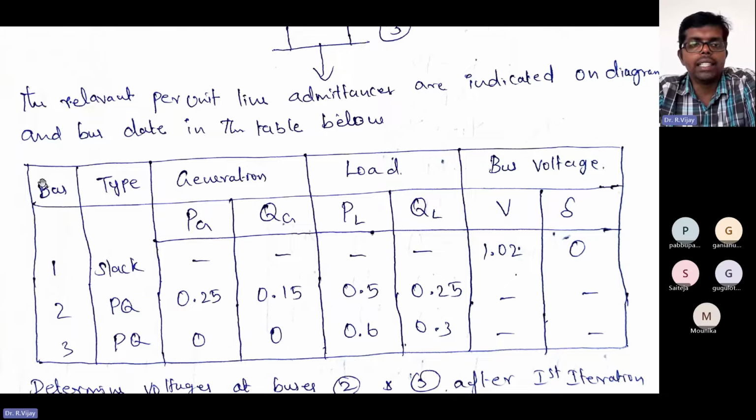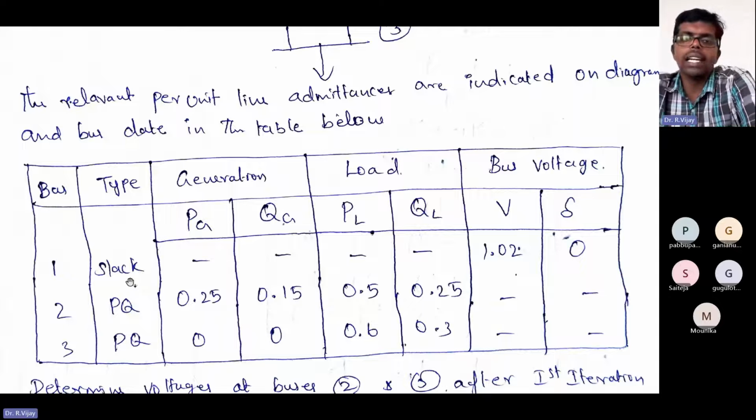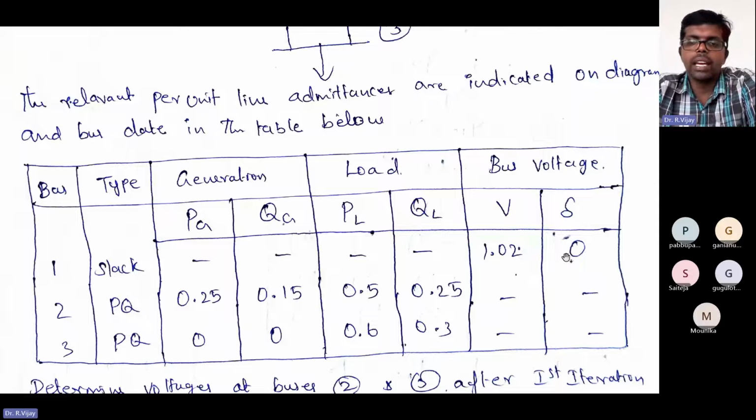They will give it like this: bus number, type of the bus, generation data PG, QG, load data PL, QL, bus voltage V and delta. First bus is the slack bus. In the slack bus, you know, the quantities mentioned are voltage and phase angle, delta. The voltage they have given is 1.02, and delta is 0. The P and Q values of this bus we need to calculate.